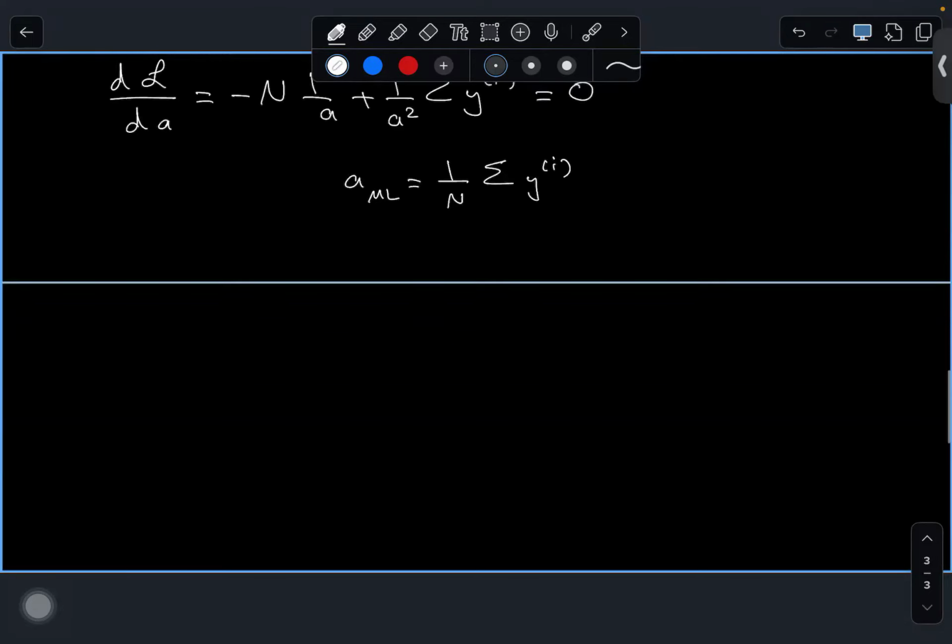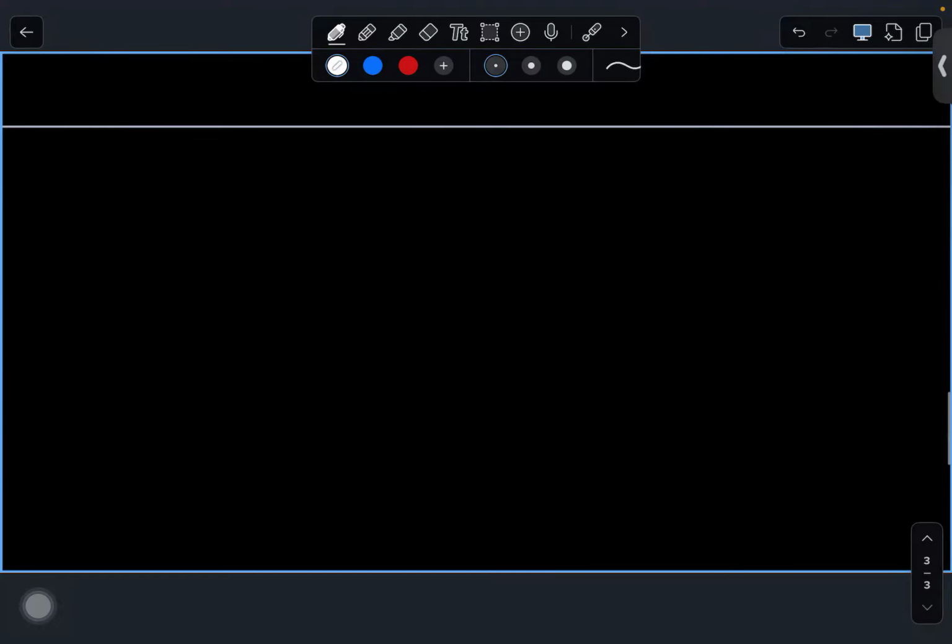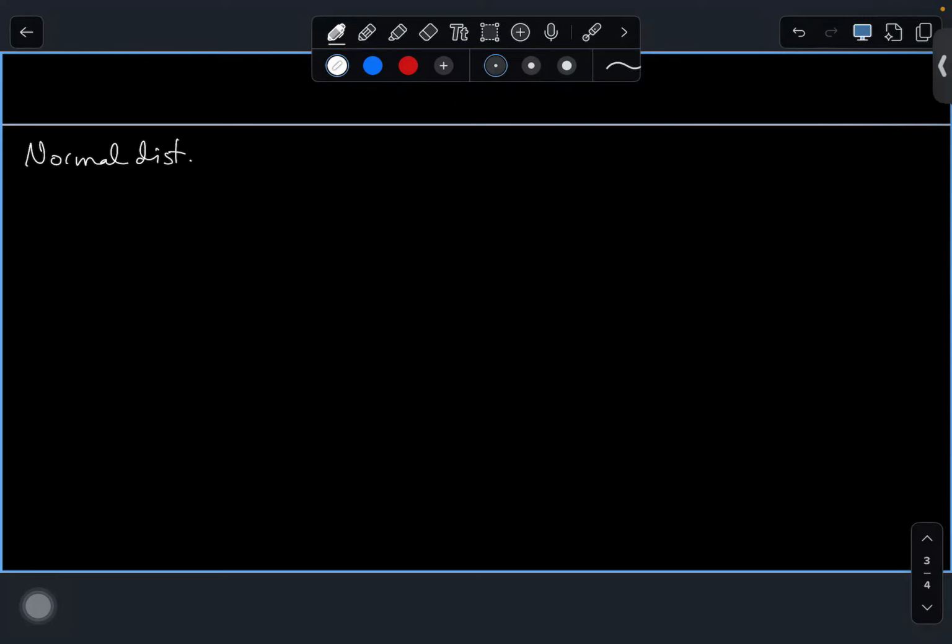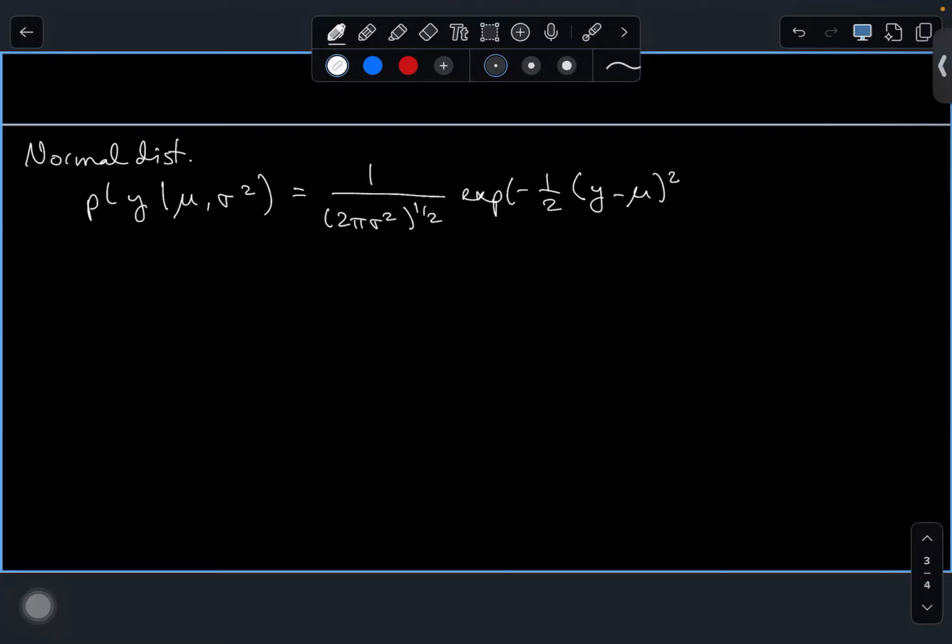What do we do? All right, let's do a normal distribution. In a normal distribution, I have two parameters: a mean and a variance. So the probability of y given the mean and variance, that's what I'm interested in, these two parameters. And that's equal to, if it's a scalar, the square root of 2 pi sigma squared, times the exponential of minus 1/2 (y minus the mean) squared. So this is my model of how my data was generated.